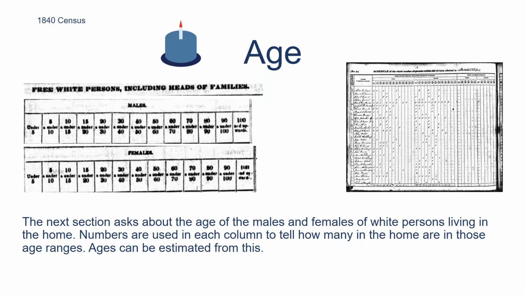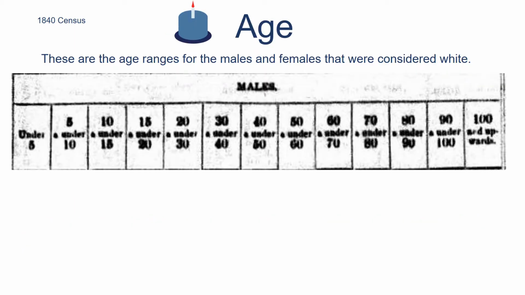Age. The next section asks about the age of the males and females of white persons living in the home. Numbers are used in each column to tell how many in the home are in those age ranges. Ages can be estimated from this. Age. These are the age ranges for the males and females that were considered white.